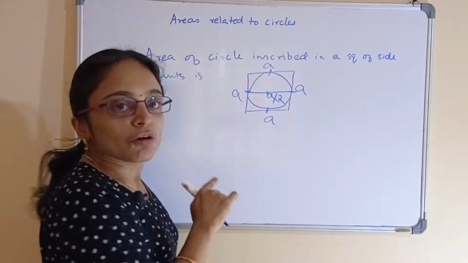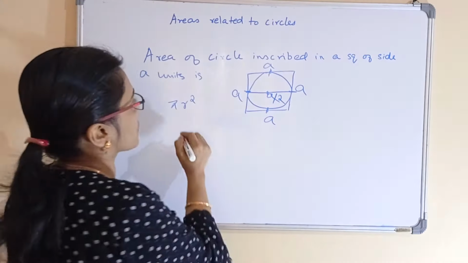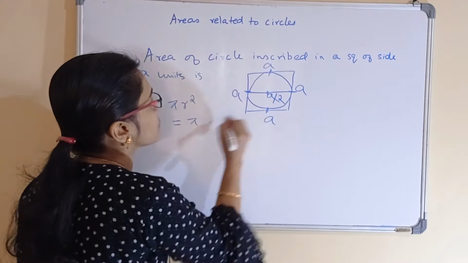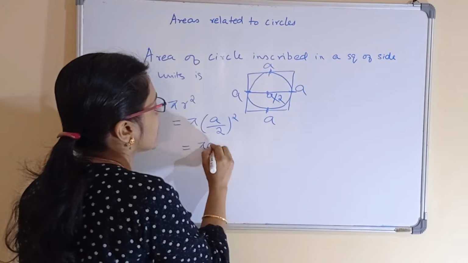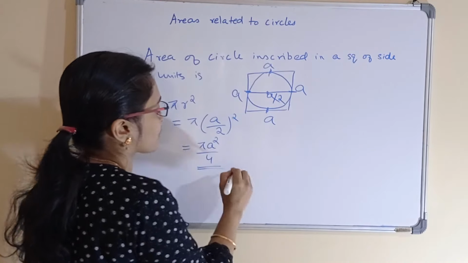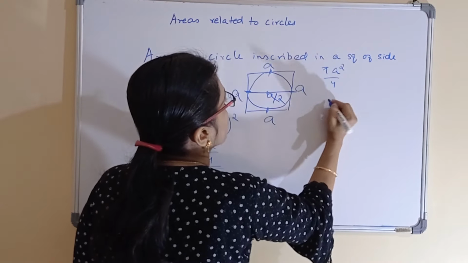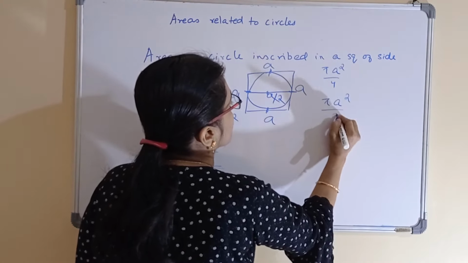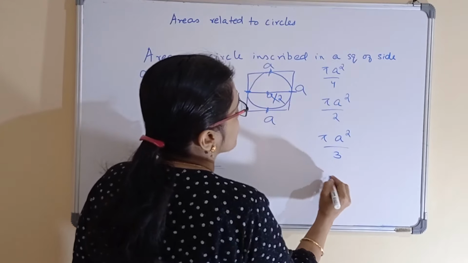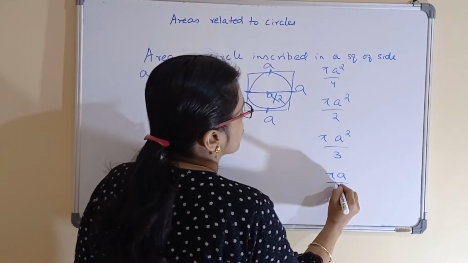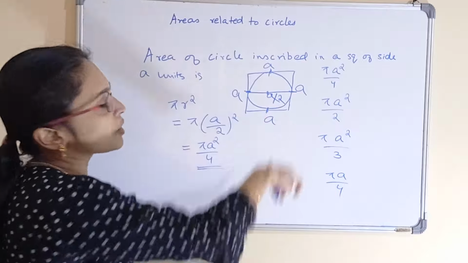And what is the area of a circle? It is pi into radius square, that is pi r square. So it is equal to pi into A by 2 the whole square, which is equal to pi a square by 4. Okay, and here the options are given as pi a square by 4, pi a square by 2, pi a square by 3 and pi a by 4. So you have to select pi a square by 4 from this.